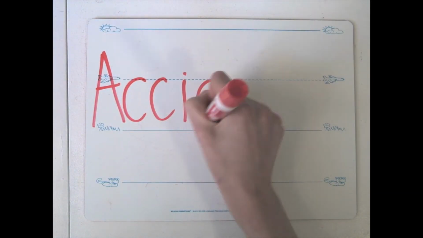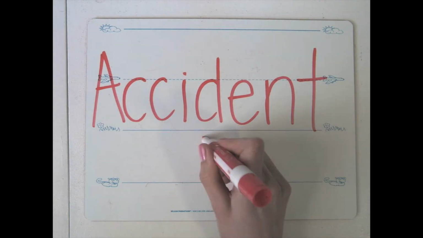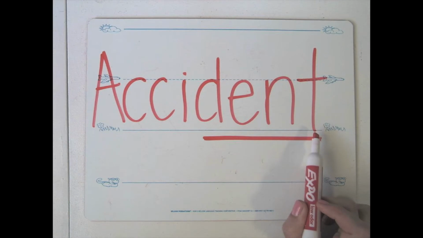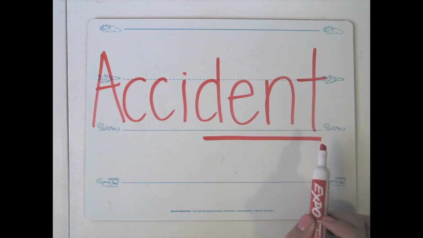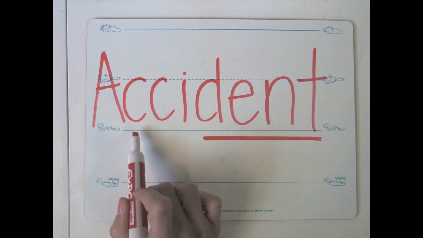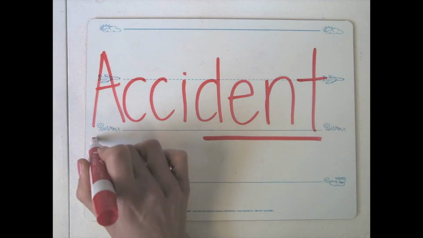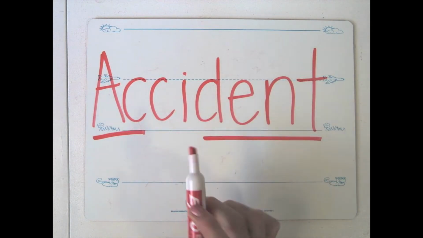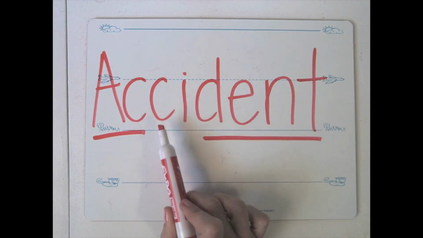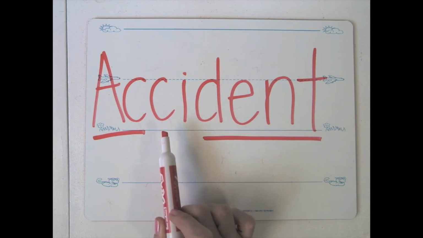Let's try an example. The first chunk that I see is dent. Dent is a sight word I've seen before. The first 2 letters of this word are A, C. Those sound like A and K. The middle chunk is the letter C and the vowel I. I says I and C says what? K.